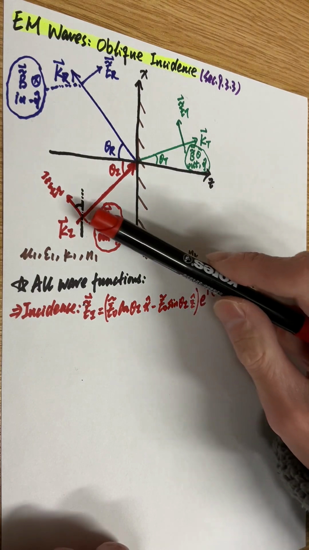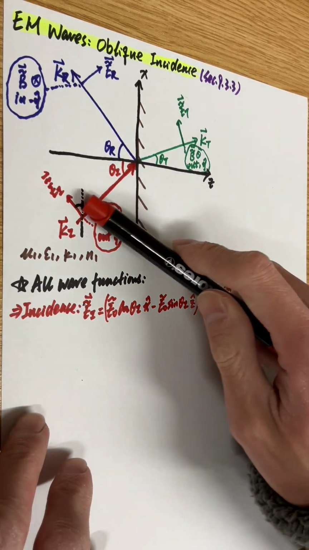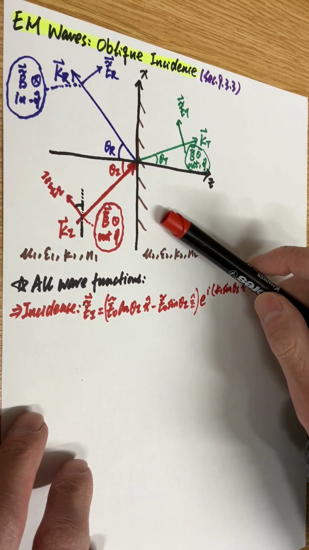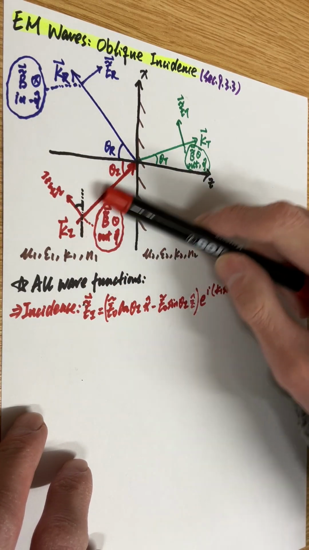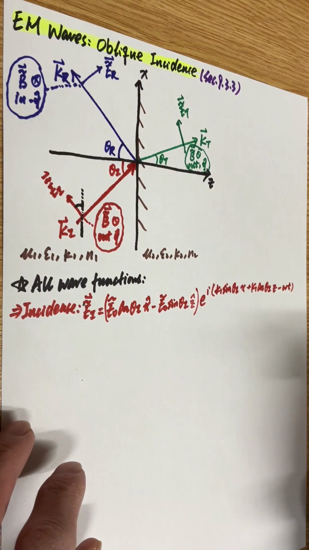So be careful that this vector and this vector, they are two separate things. This vector would have a horizontal component and a vertical component, and this vector would have a horizontal component and a vertical component. They are not the same thing.